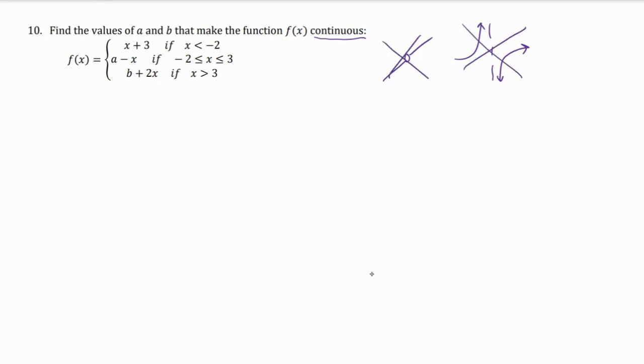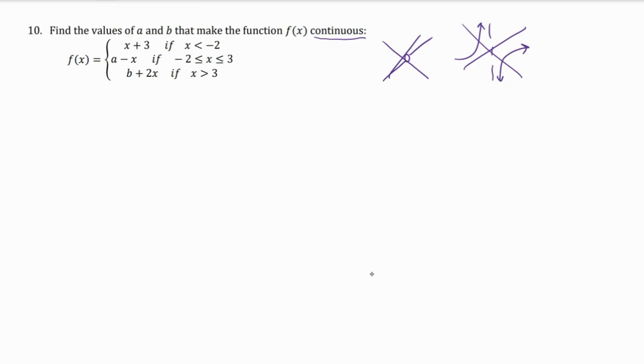Your y coordinates need to match up with all of the y coordinates next to it. So like if on this side, I'm approaching a y value of 1, then on this side, I should also be approaching a y value of 1. And all of my points need to be right next to each other in order to connect. So when you have a piecewise function, that's what you're looking for, is how to make your points connect.